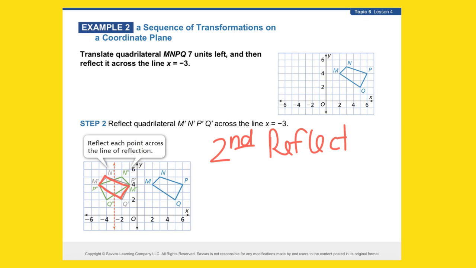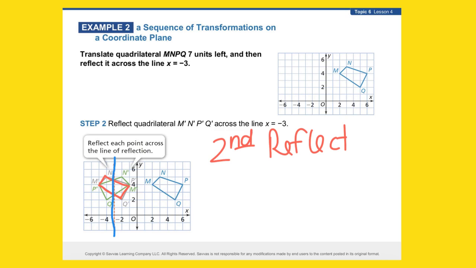Let me do it in a pen instead of a highlighter. There's my line of reflection. And remember, what you need to do is you need to count. N is 1, n prime is 1 to the left. It now needs to go 1 to the right. M prime is 2 to the left. Now it needs to go 2 to the right. The same with P and the same with Q. So you want to make sure that your distances to your line of reflection work.